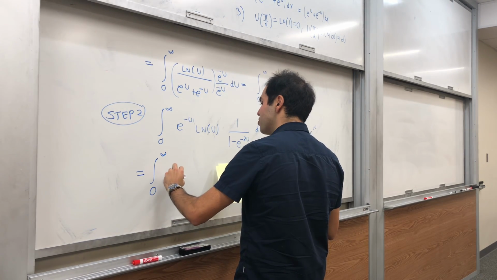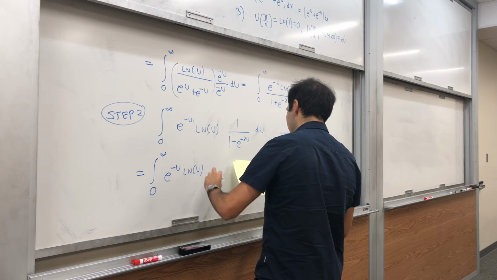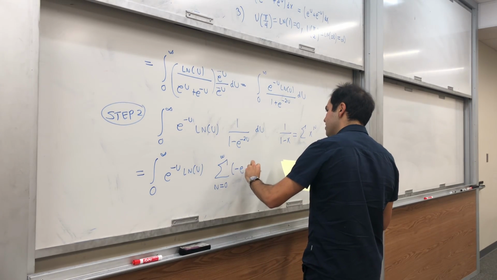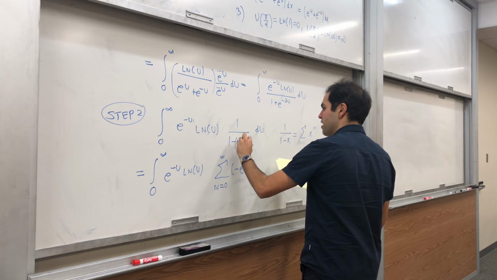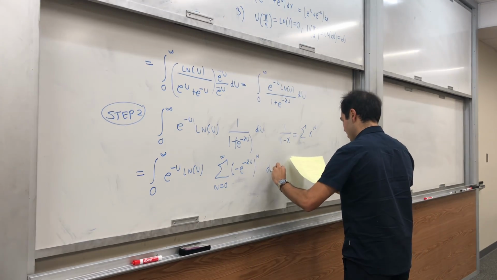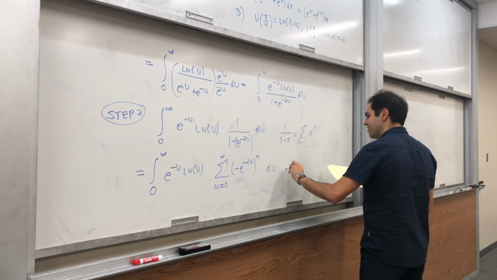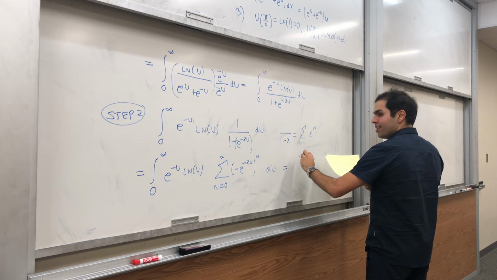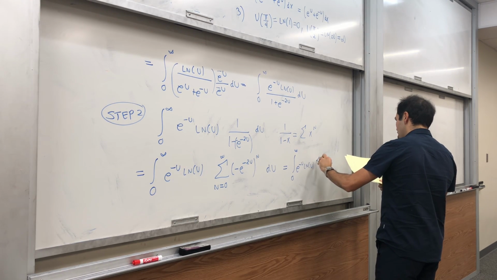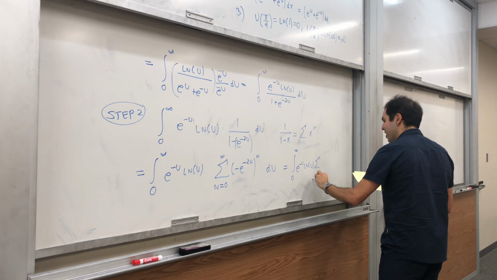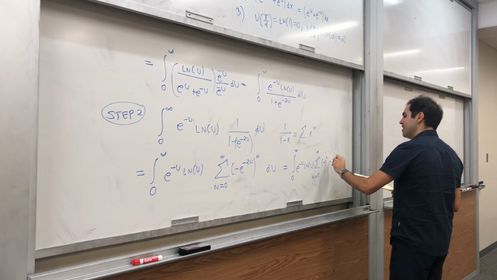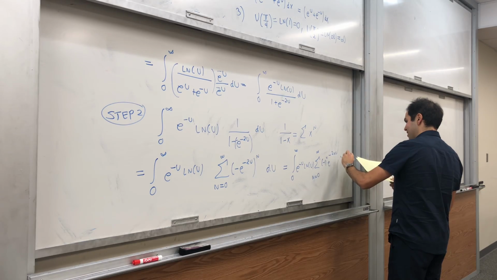So it's the integral from 0 to infinity e to the minus u ln of u times the sum from n equals 0 to infinity of minus e to the minus 2u to the n du, which you can write as the integral from 0 to infinity e to the minus u ln of u times the sum from n equals 0 to infinity of minus 1 to the n e to the minus 2nu du.